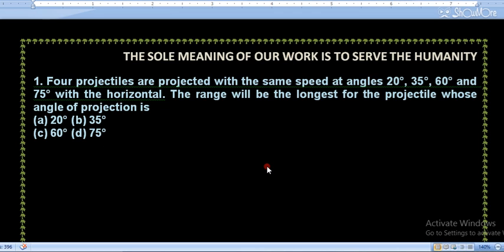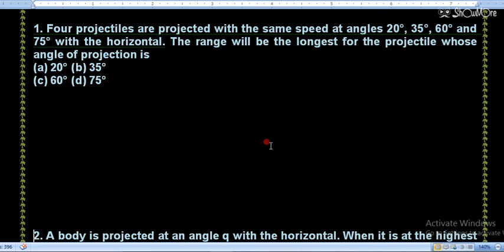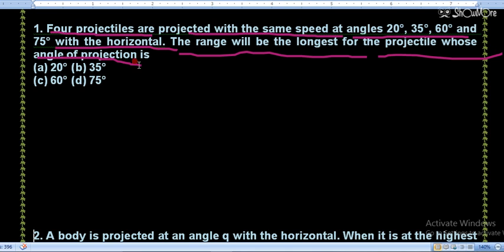The first question is saying four projectiles are projected with the same speed at angles of 20 degree, 35 degree, 60 degree and 75 degree with the horizontal. The range will be longest for the projectile whose angle of projection is.